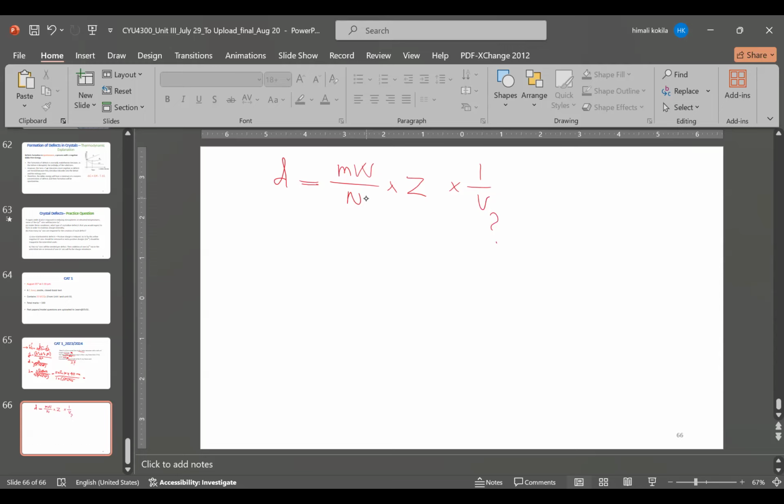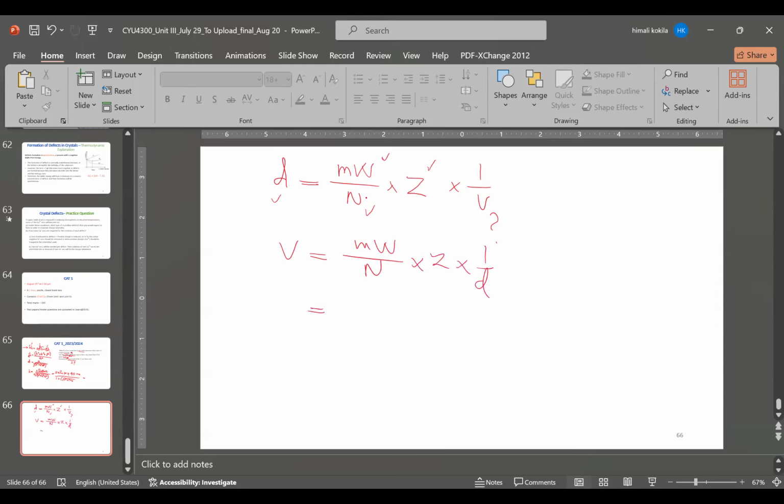Do we know all the other parameters? Density is given. Molecular weight, or in this case, it's not a molecule, it's a lead atom, so atomic weight is given. Avogadro number is a constant. We know that, and we already determined how many atoms are there in the unit cell. So the volume of the unit cell can be determined. Volume would be molecular weight divided by N, Z divided by D, the density.